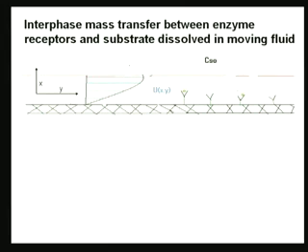Okay. So the next thing that we are going to do is interface mass transfer between enzyme receptors and substrate dissolved in a moving fluid. So the major difference is, in the first part that we did, we only considered diffusion and no movement of the fluid. It was as if a static fluid was there, and the enzyme matrix insoluble in it is dropped in it, and the diffusion and the reaction occurs. Here we are going to look at moving fluids.